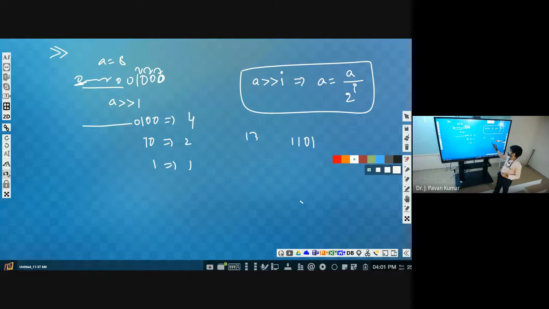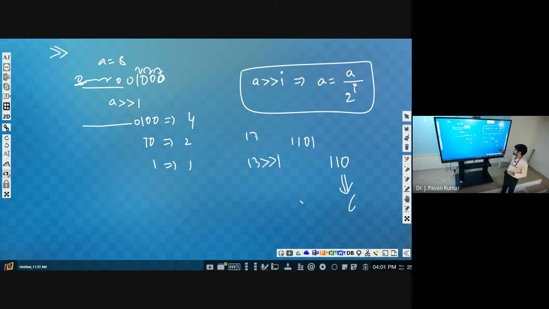Now you shift 13 left by one position, then we will be getting 1 1 0. What is the decimal equivalent? 6. 13 by 2 is 6. Next, again one more time if you do it, then we will be getting 1 1, that is 3. 1 1 means 3. Again one more time, we will be getting 1. 3 by 2 is 1. Like that. This is the generalization.